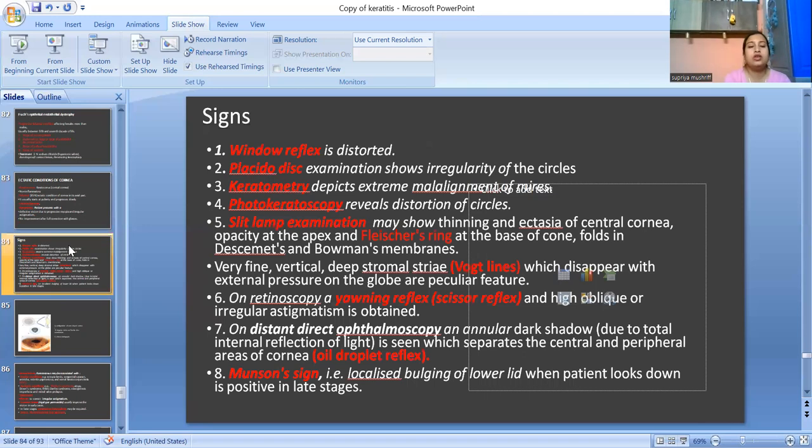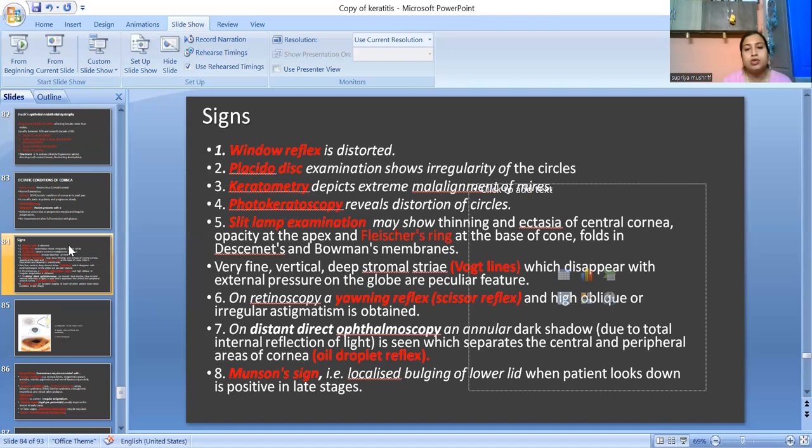Other signs of keratoconus are very important, as they come in short notes, and various signs are asked in MCQs, PG questions and theory. The window reflex is distorted. Placido disc examination shows irregularities of the circles. Keratometry depicts extreme mire malalignment. Photokeratoscopy reveals distortion of the circles.